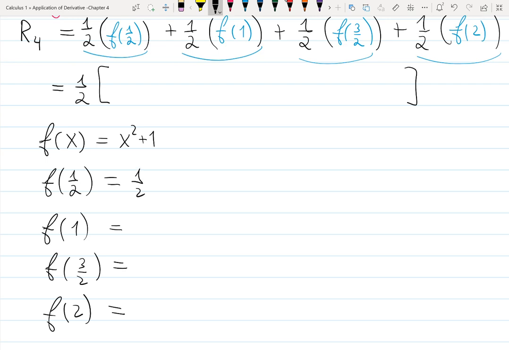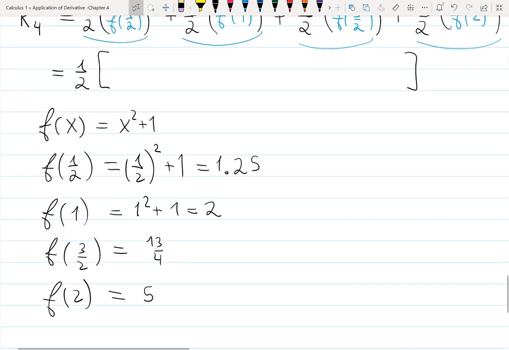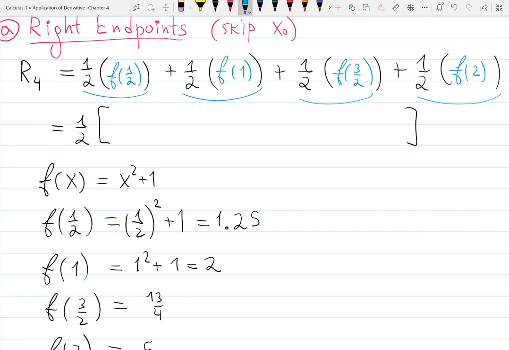And I'm literally plugging in 1/2 squared plus 1, that's 1.25. F of 1, that's 1 squared plus 1, that's 2. This one is 13/4. And the last one is 5, because 2 squared plus 1 is 5. And I'm plugging those numbers over here. F of 1/2 is 1.25 plus 2 plus 13/4 plus 5.